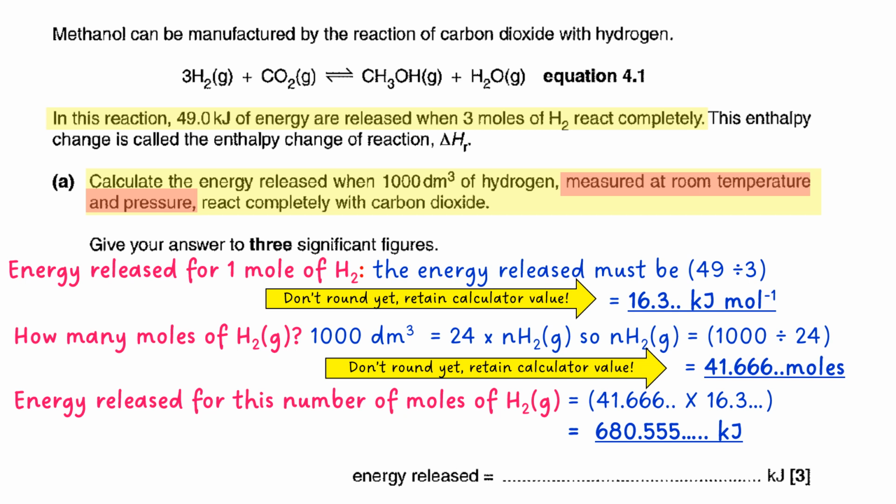680.555. Now, if you look at what it says, it asks you to give the answer to 3 sig figs. This is where you do your rounding. So this brings us to 681.